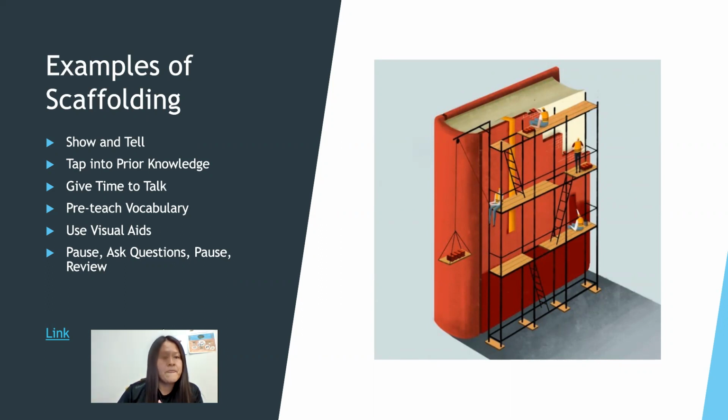Give time to talk is another example of scaffolding, allowing our students to process the information that we have just taught them by sharing it with a partner, turning and talking with a partner, or doing mixed pair share, things like that. Those are ways that we can give them the opportunity to process the things that we have just modeled for them.